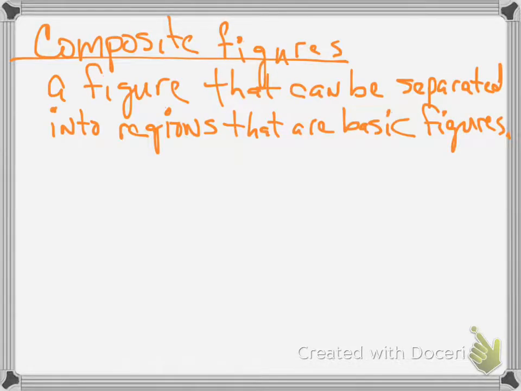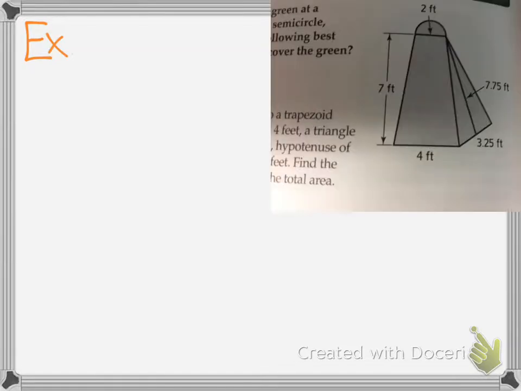How about composite figures? What is a composite figure? A composite figure is a figure that can be separated into regions that are basic figures. In other words, you got to do a little bit of thinking. I know that might be a little scary for some people, but you just got to be able to apply. So let's see an example.